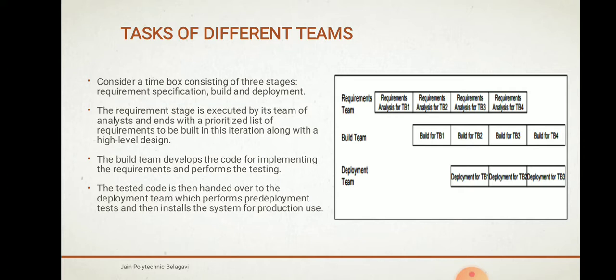Now the build team develops the code for implementing the requirements and performs the testing. So the build team is responsible for developing the code, implementing the requirements, and also performing the testing. The tested code is then handed over to the deployment team. The deployment team, since there are only 3 stages, performs the pre-deployment test and then installs the system for product use.